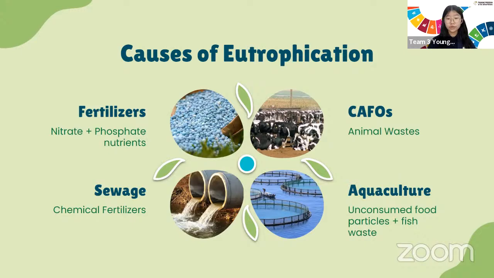Aquaculture is the practice of producing shellfish, fish, and even aquatic plants in water containing dissolved nutrients without the need of soil. It ranks as a leading contributor to eutrophication since consumed food particles combined with fish waste can drastically raise nitrogen and phosphorus levels in water.